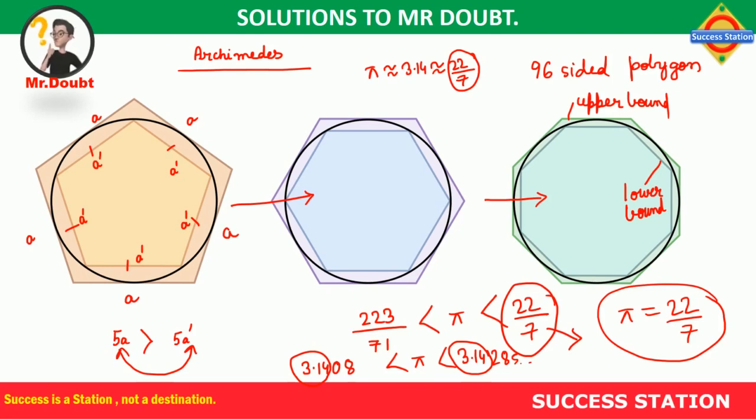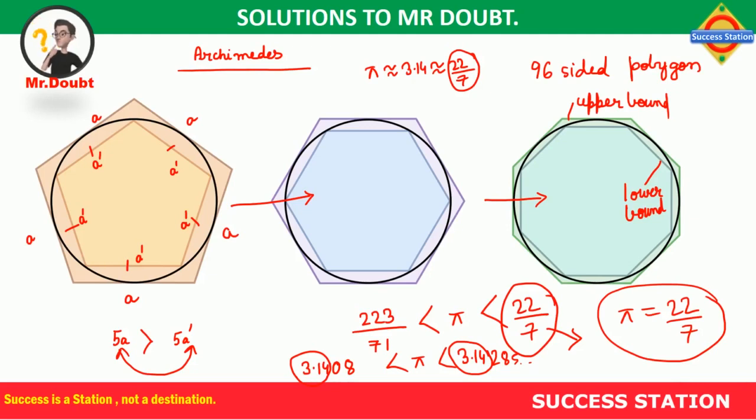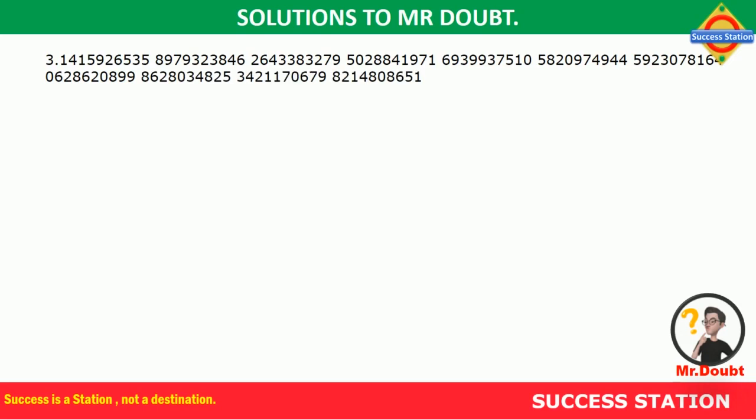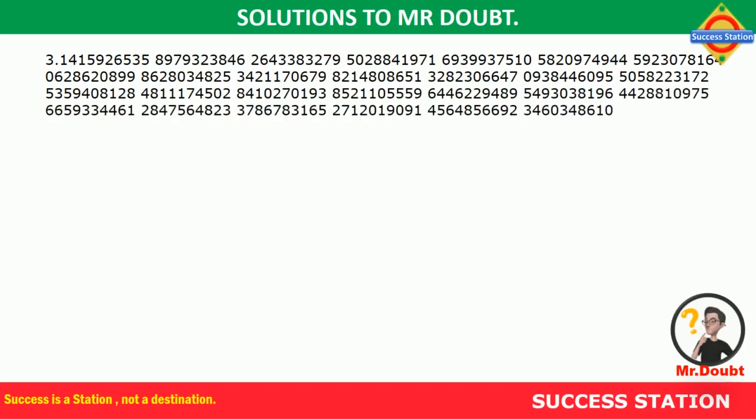But the actual value of pi is still not known, because whenever you do the actual calculation, the result will always be an irrational number, 3.142895, and we don't know when it will end, right? It will keep going like this. Till now, with the help of scientific calculators and the advent of machines, we are able to calculate pi up to a million decimal places.